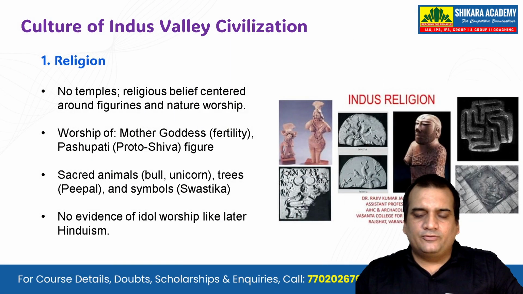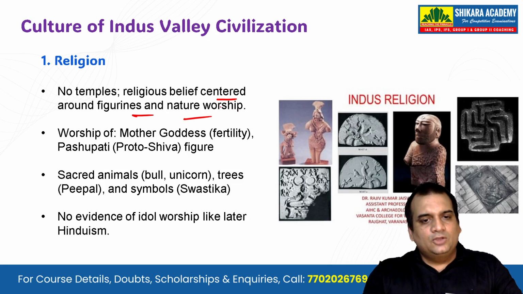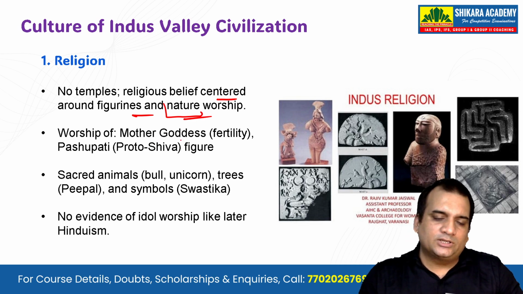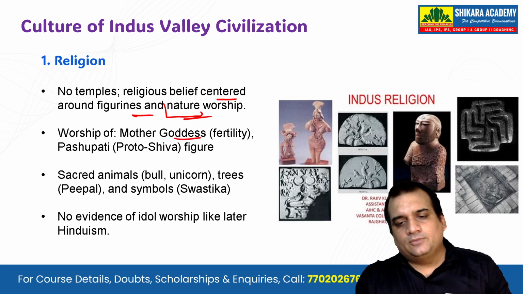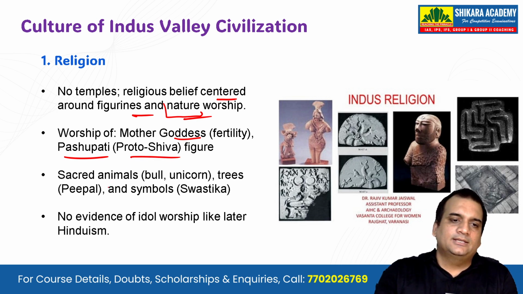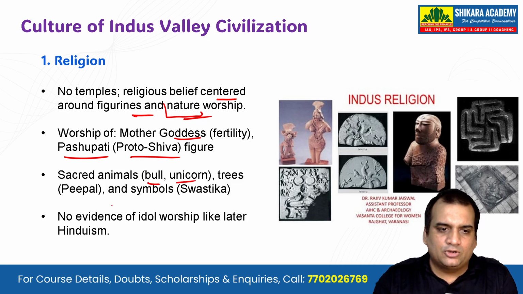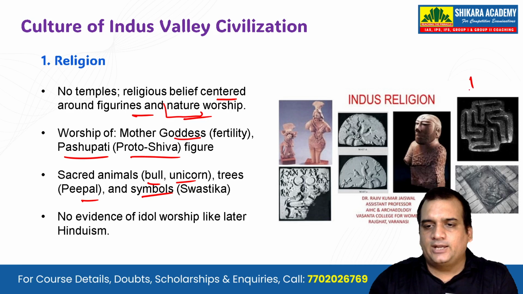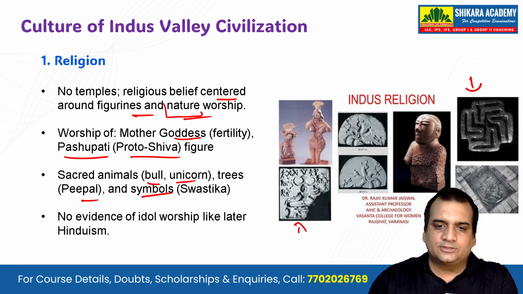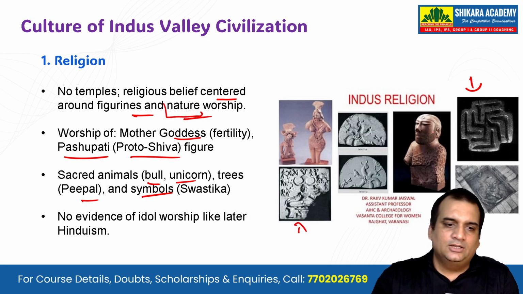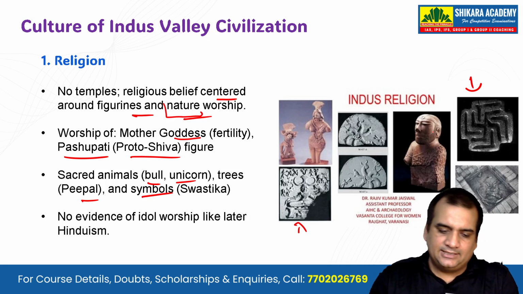The religion, obviously, there was no temple. Religious belief centered around figurine and natural worship. Okay, please remember this, there was nature worship. How come we say that? Worship of mother goddess, we have seen the idols there of fertility. Pasupati, that is the proto Shiva figure, was found by us. Then there were sacred animals like the bull, unicorn, trees, and symbols like swastik, that was also found. If you can see here guys, this proto Shiva or the Pasupati that we were saying, that's also evident. So no evidence of idol worship like later Hinduism was there.